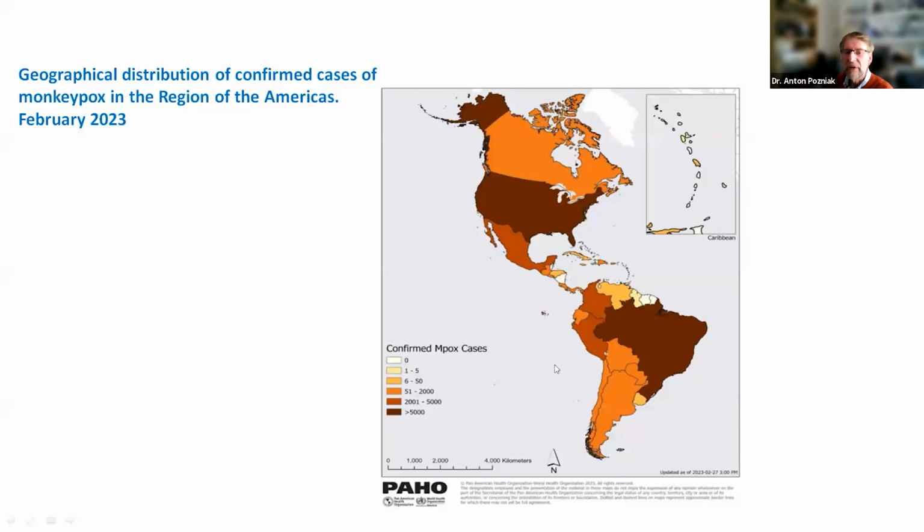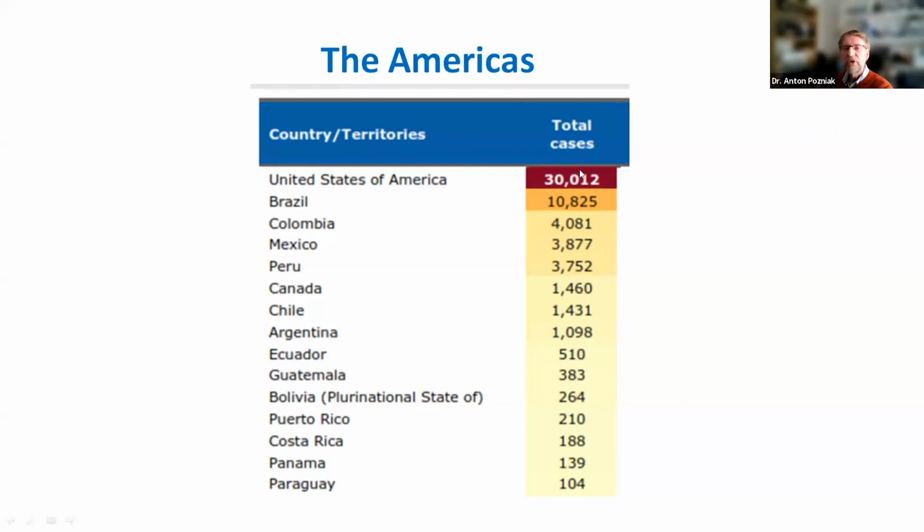And if you really want to go down deeper into what's happened, US had about 30,000, Brazil 10,000, and if you look at Chile, nearly 1,500 cases. Peru and Mexico had a few more. So I've just put every country here that's had more than 100 cases.